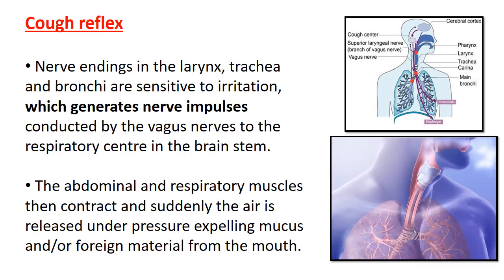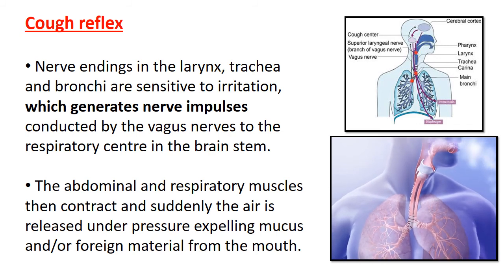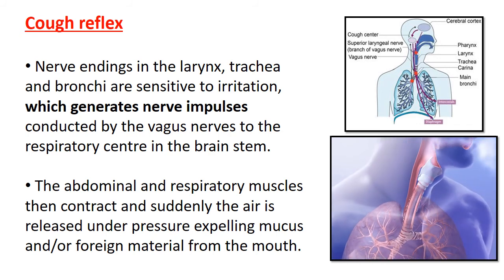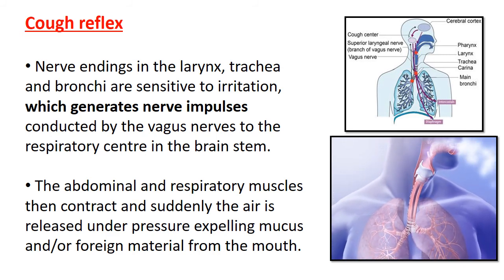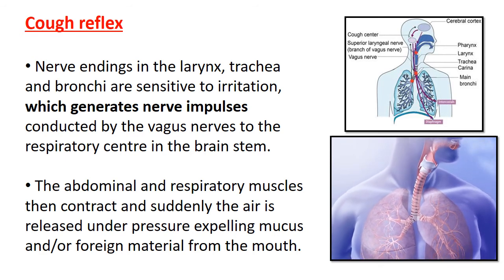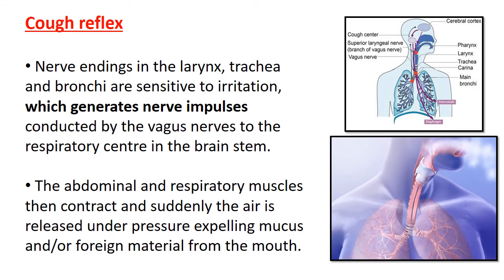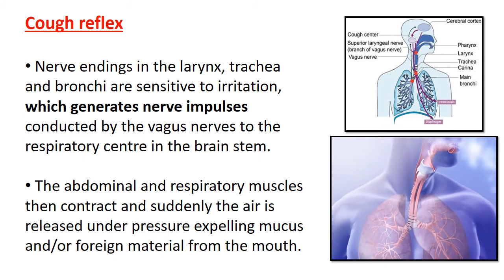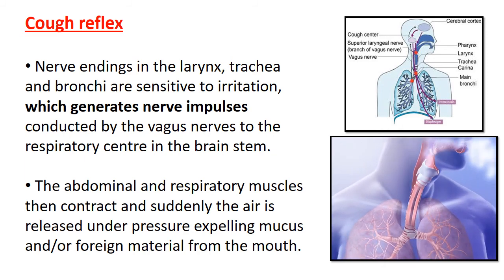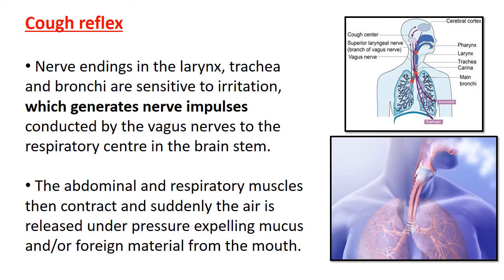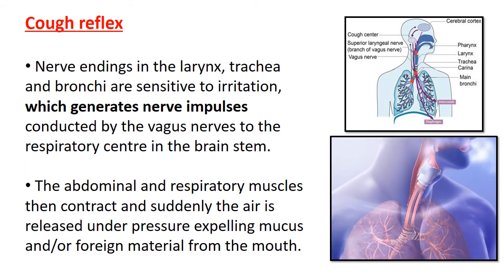Next function, that is the cough reflex. As we know, there are nerve endings in the middle layer of the trachea. It is the same in the larynx and trachea as well as bronchi. They are very sensitive to irritation, which generates a nerve impulse conducted by the vagus nerve, and it is sent to the respiratory center in the brainstem. The abdominal and respiratory muscles then contract, and suddenly the air is released under pressure, and they expel the mucus or foreign material from the mouth. You can see in the video how mucus is expelled.